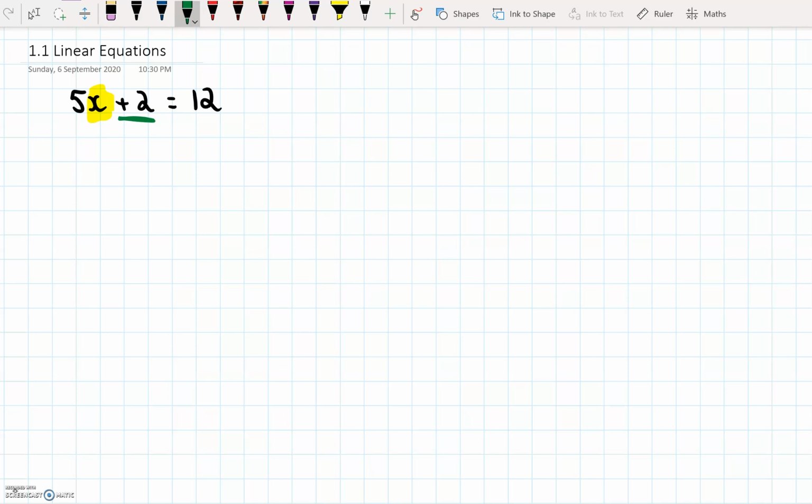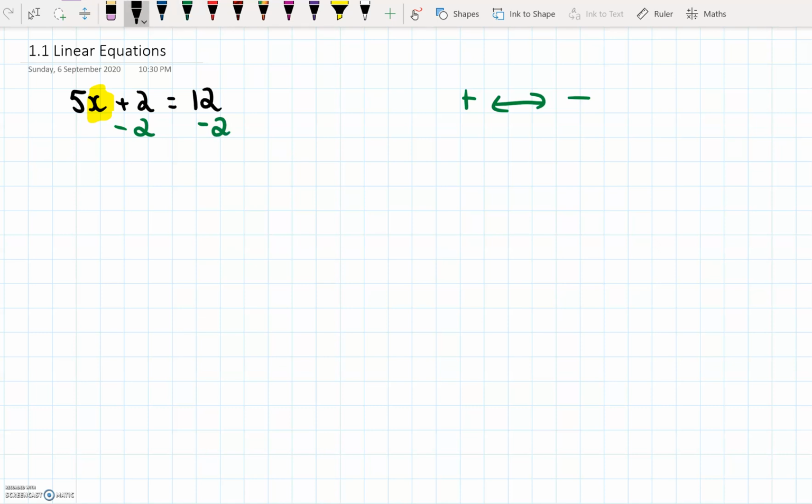And remember, you need to use the inverse operation to get rid of the plus 2. Now, the inverse of plus is minus. Okay, so the opposite of plus is minus. So instead of adding 2, I'm just going to erase that, we're going to minus 2. And remember, with linear equations, if you do something to one side, you must also do it to the other side. So we are going to minus 2 on the other side.